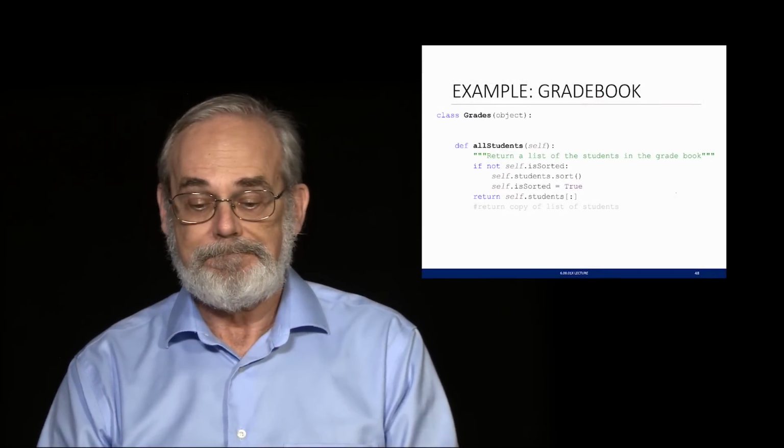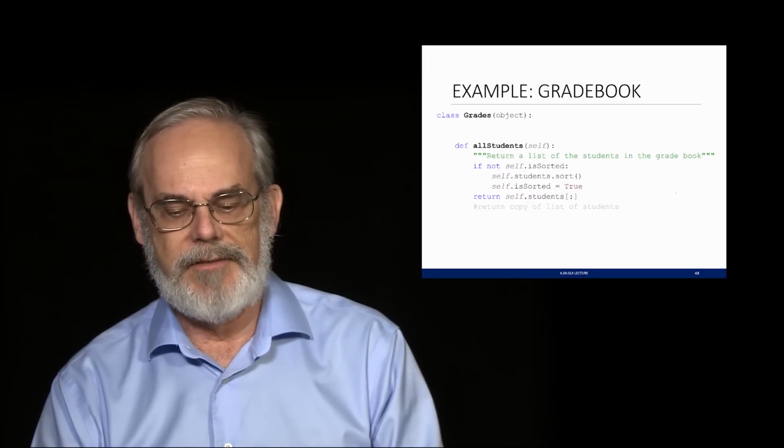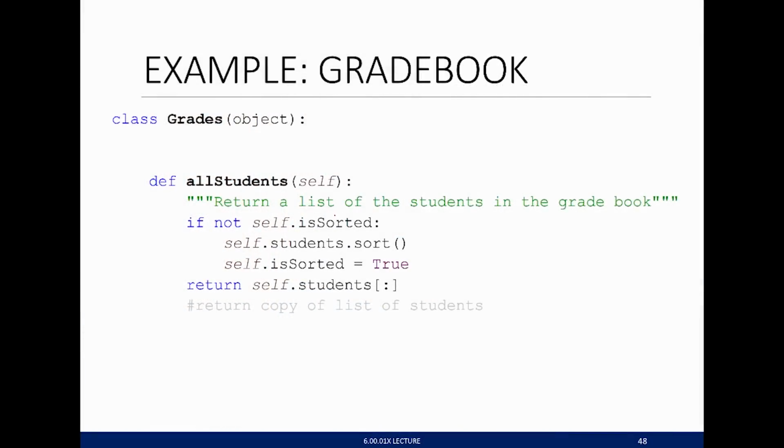And then finally, I might want to get a list of all the students in the grade book. And here's where I'm going to take advantage of that flag: if the flag for this instance, sorted, is false, I'm going to go ahead and sort. Remember, it's a list, so I can do that in place. I'll set the flag to true. And then, in either case, having done that, I'm going to return a copy of the list of students. So I go into students, which is that list, and I return a copy, again, so I don't accidentally destroy the underlying list stored inside of the instance.